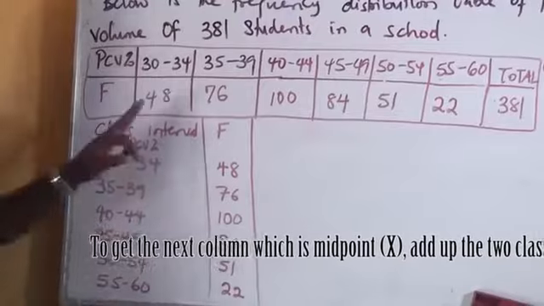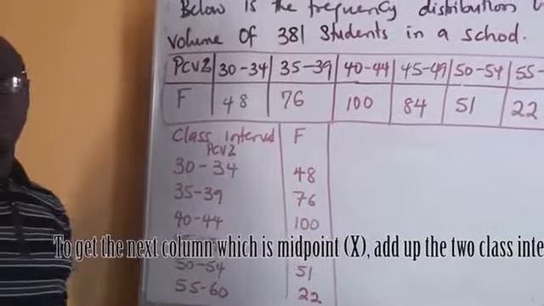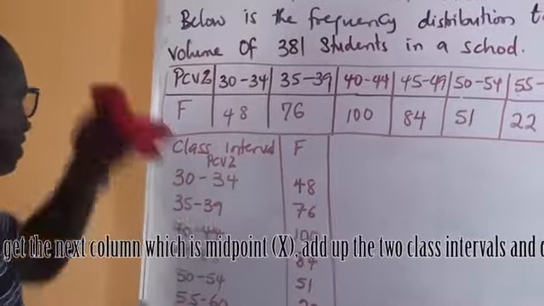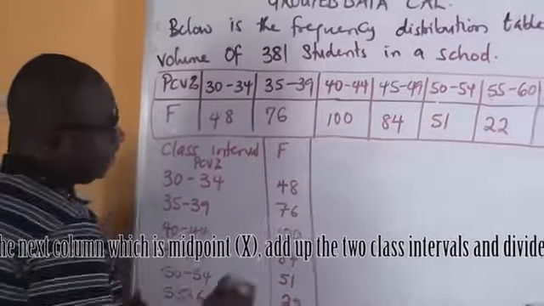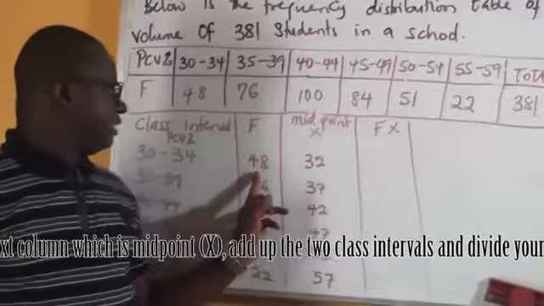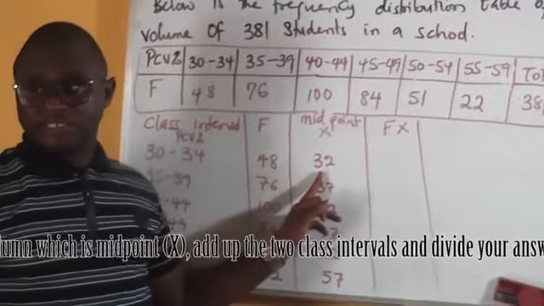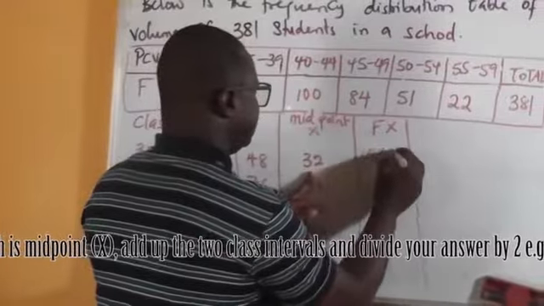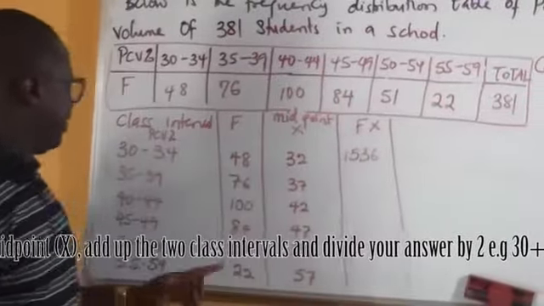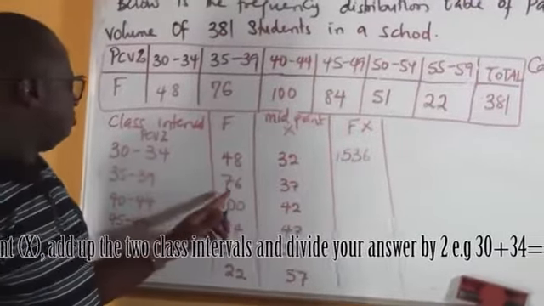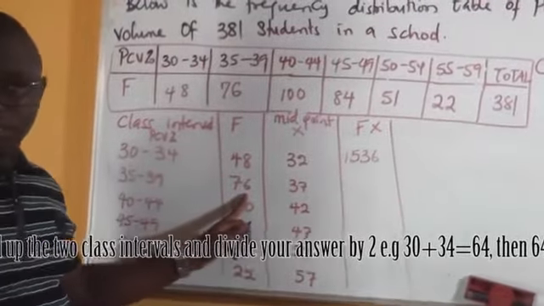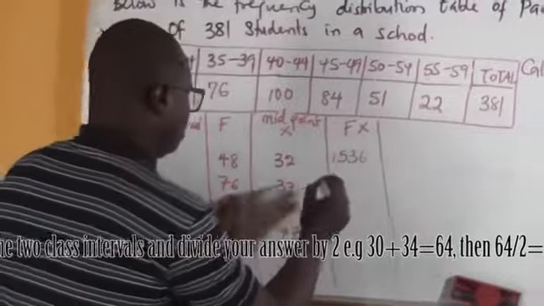Yes. Now this is what was given in the question, but we need to calculate the next column. The next column wasn't given, so you are going to look for it. 48 by 42. What do we get? 1536. Then if you multiply 76 by 37, what do we get? 2812.